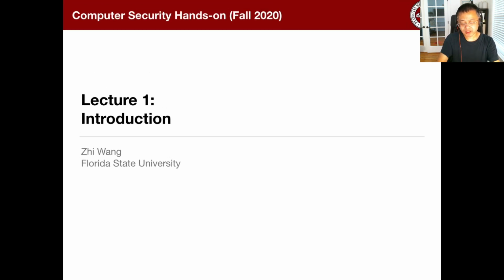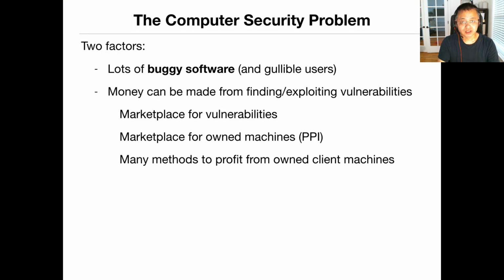Okay, so this is the first lecture of this course, the introduction. Computer security problem. There are two major factors. The first, there are a lot of buggy software. So bugs in the software come from the complexity.